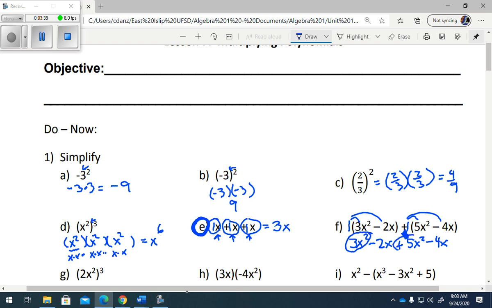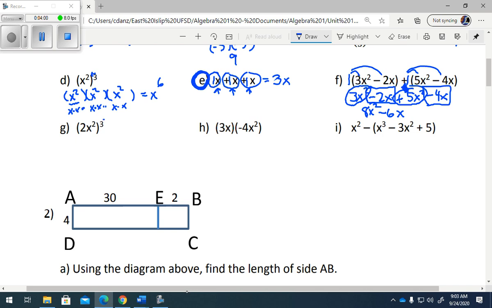X squares go with x squares. How many x squares do we have? Oh, we have 8 of them. X's go with x's. How many x's do we have? Oh, we have -6 of them. So our answer is 8x squared minus 6x.